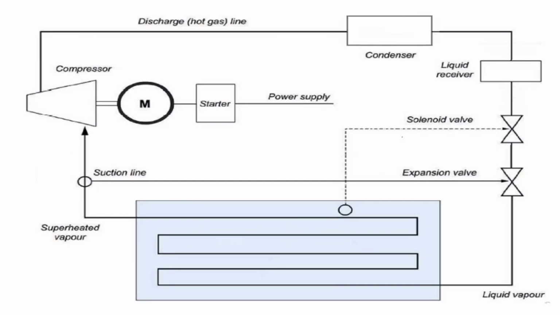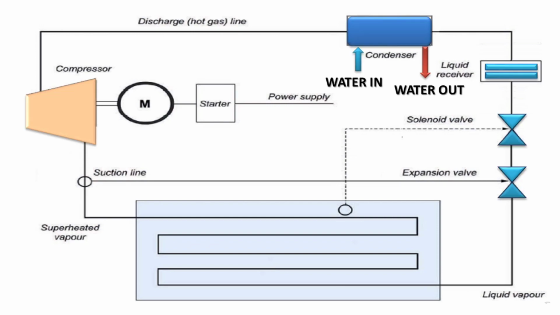Today we will discuss one of the most important systems on board, that is the refrigeration system. Before starting the refrigeration system, let's identify the equipment required for it. A refrigeration system that works on the vapor compression cycle has the following basic components.